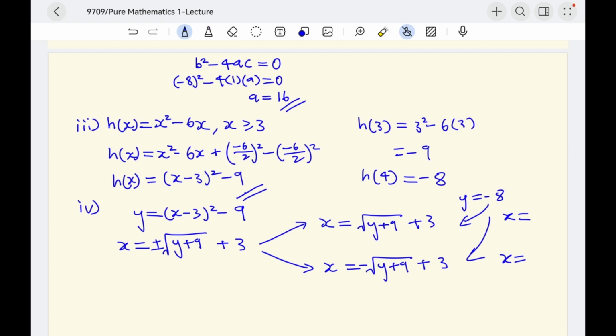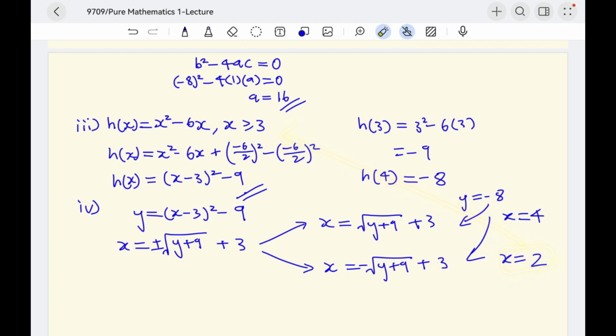So for the positive scenario, you will get 4, which lies inside the domain already. Next, you substitute for the negative 1, you will get 2. So you will see that for the negative scenario, x equals 2 does not meet the domain.